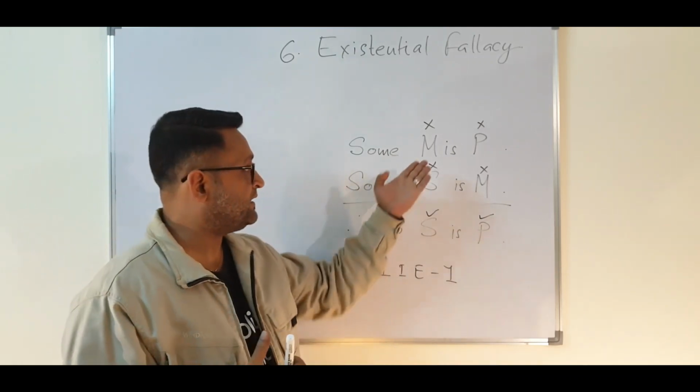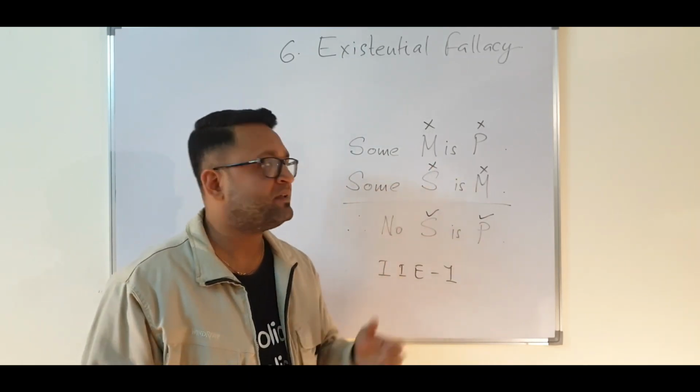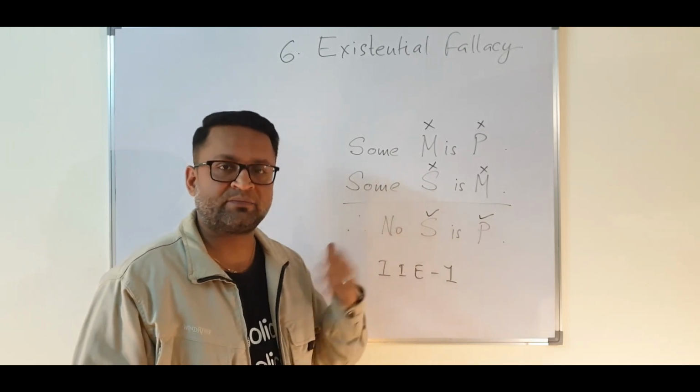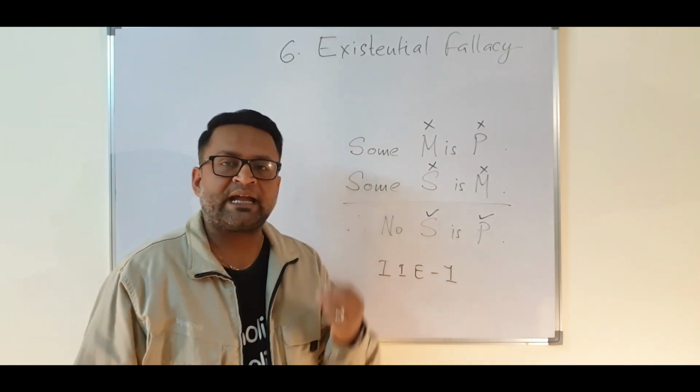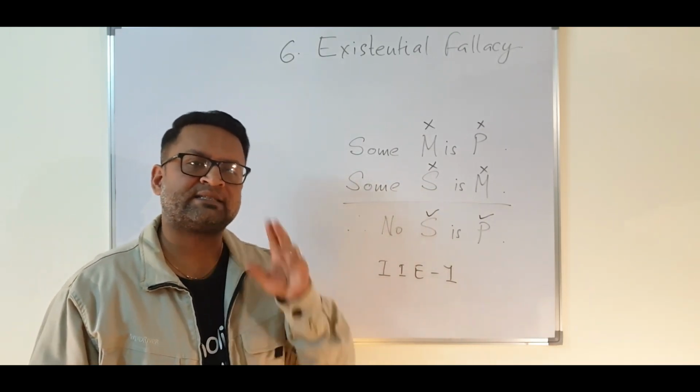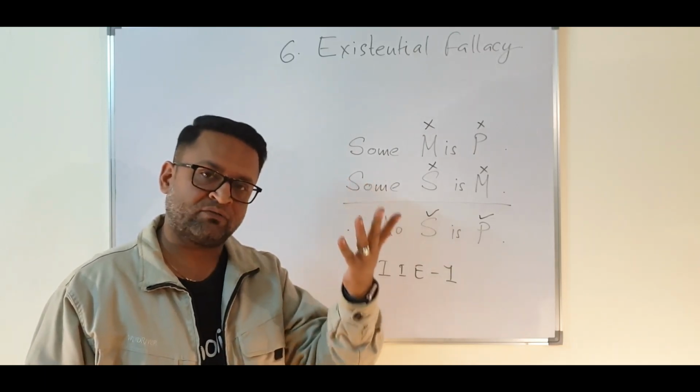So in this syllogism, there are three fallacies, right? Undistributed middle, illicit minor, illicit major. You need to understand that it's not the case that a syllogism will break only one rule. It can break more than one rule.